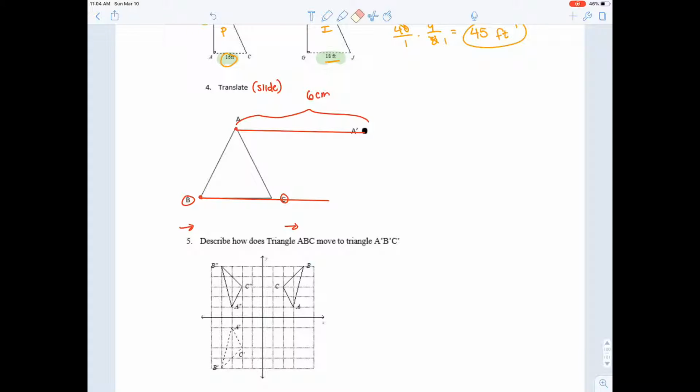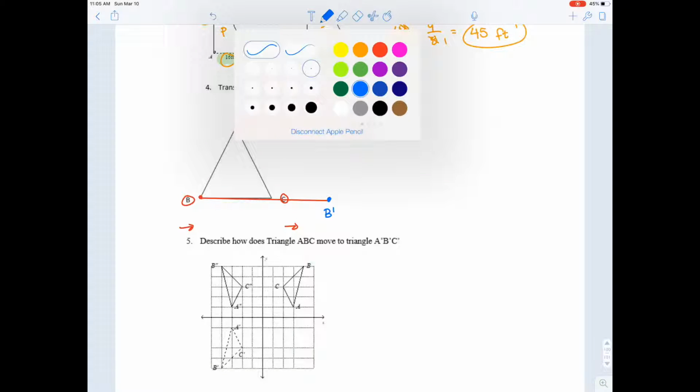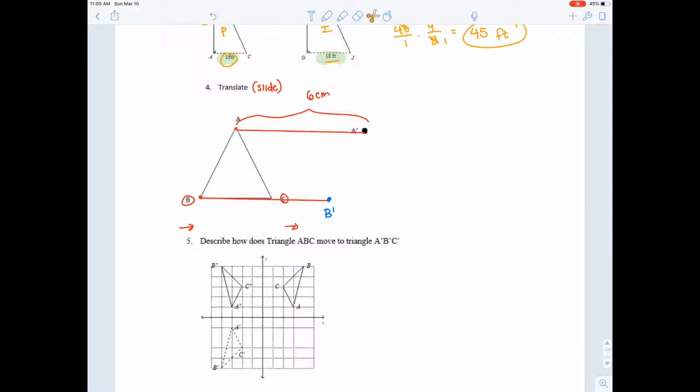Okay. And let's erase this here. So this is also 6 centimeters. And at the end of this line segment here, I have my point B prime. Let's go ahead and do the same thing for point C. I'm going to paste another line segment. You're going to draw another line segment in the same exact direction. Okay. And let's erase this.